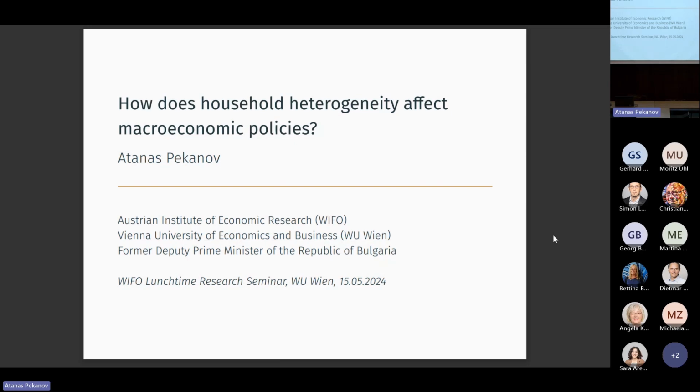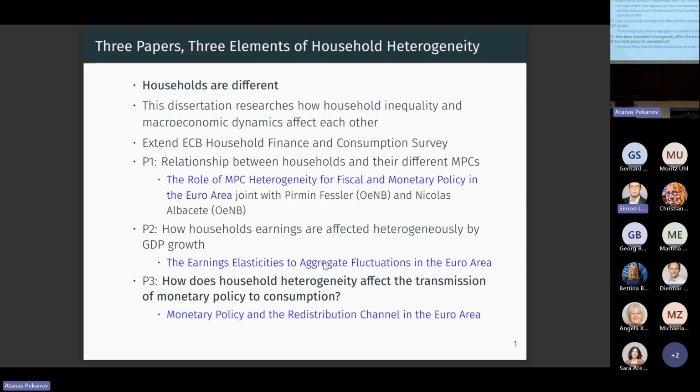So today I will be talking about one of the three papers of my dissertation. My dissertation revolves around the topic, how does household heterogeneity affect macroeconomic policies? So my dissertation consists of three papers, and they revolve around a very simple and maybe trivial idea that households are different. For a very long time, we maybe neglected or didn't pay enough attention to this idea, but this dissertation revolves around understanding how household inequality and macroeconomic dynamics affect each other.